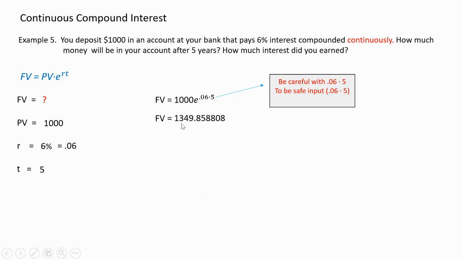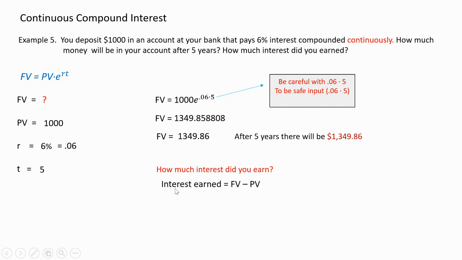Okay, so once you put it in the calculator, guys, this is your answer. Again, we have to round to the nearest penny. So this is 8, so we're going to add 1 to the 5, which will give us a 6. So that's the future value after 5 years. Now, how much interest did you earn? Again, the same formula as before. For the interest, it's future value minus present value. So it's going to be 1349.86 minus the 1,000 that you put in. So that's your interest that you earned.